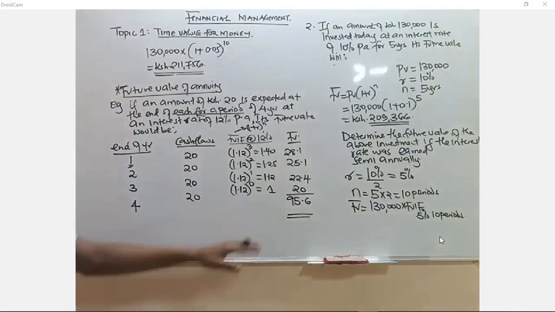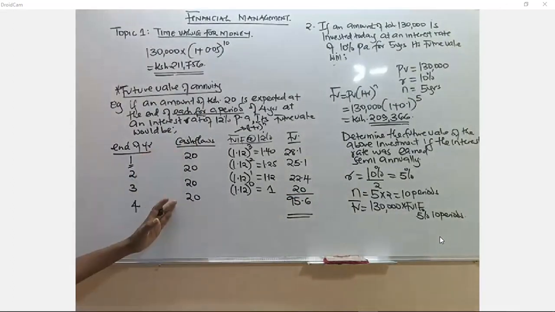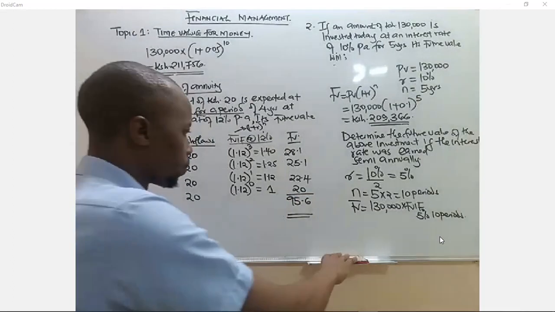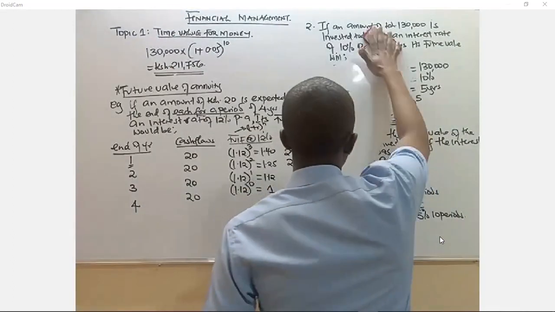95.6. That is how you're supposed to be. Ukiangalia investment yako ilikuwa ya 80, but at the end of the day, nimepata 95.6. What is another way I can be able to sort my question without using that table now?